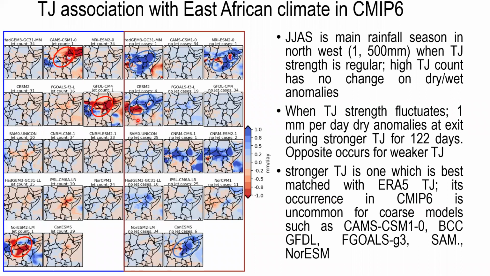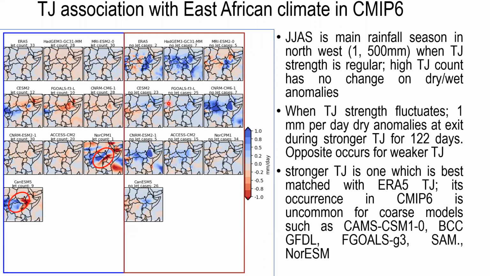So again, we want to see how fluctuations in the TJ affect rainfall, and we see that when the TJ is strong, we have dry anomalies at the exit in areas where rainfall is during JJAS season. So this is basically advection of dry winds bringing about that kind of dry anomalies. And when the jet is weaker, we have wet anomalies due to enhancement of the vertical ascents.